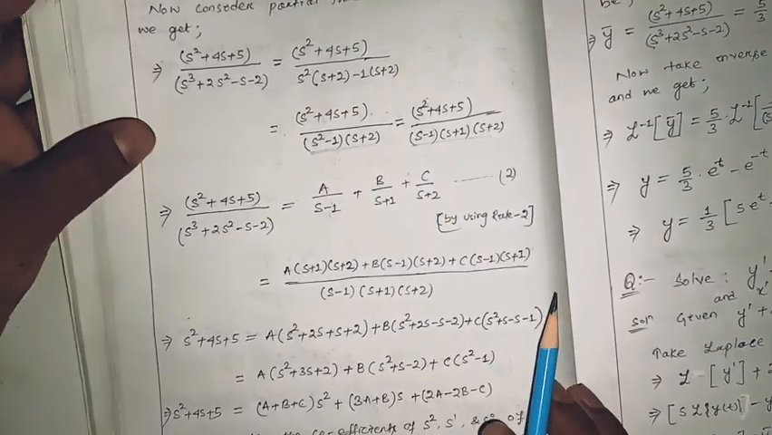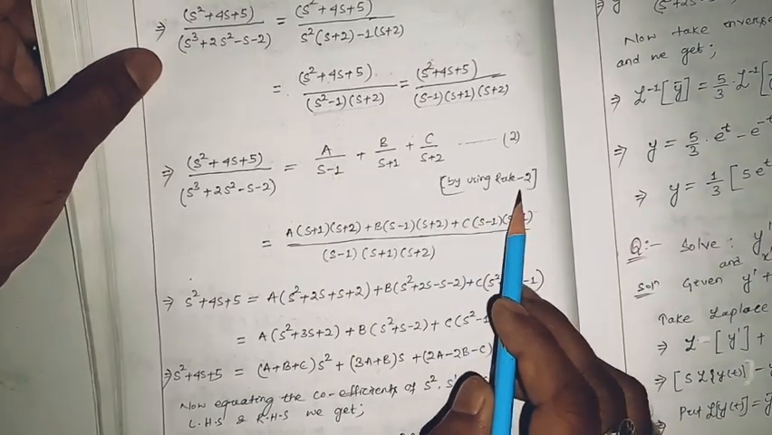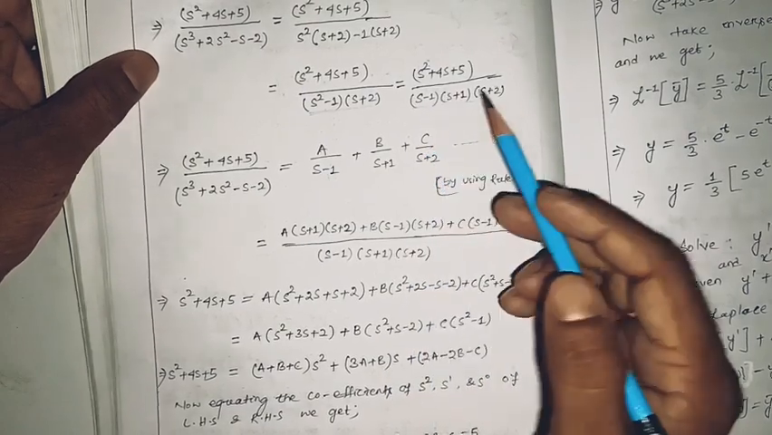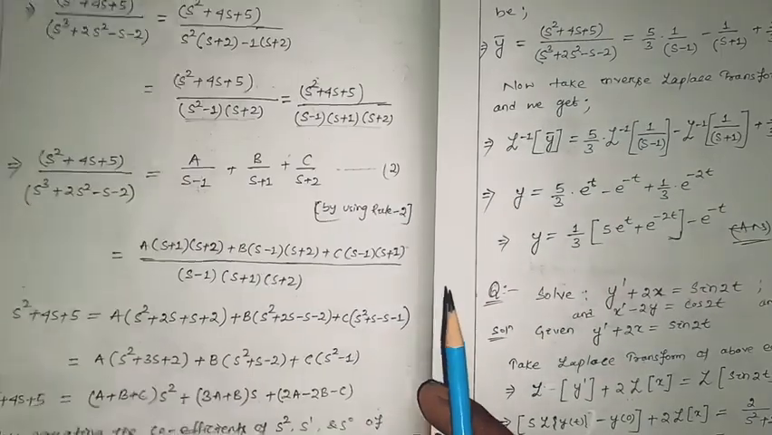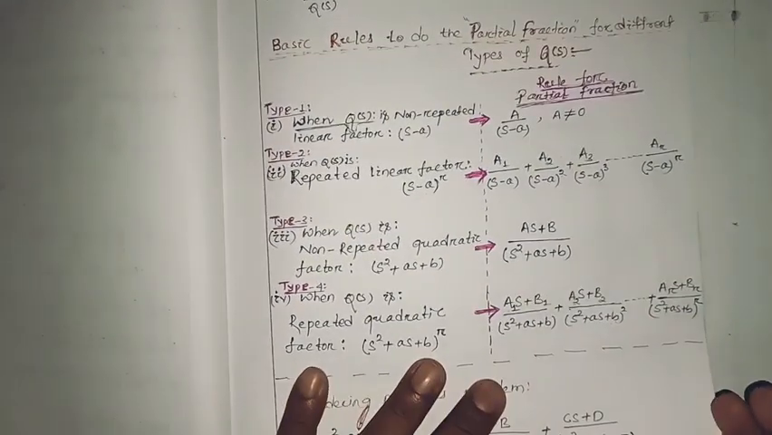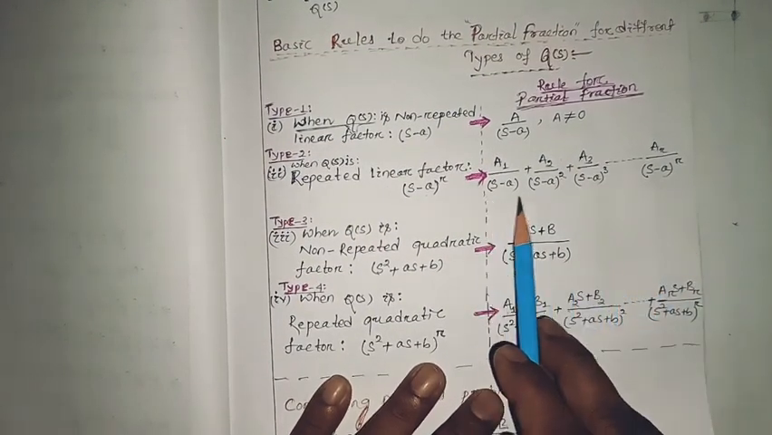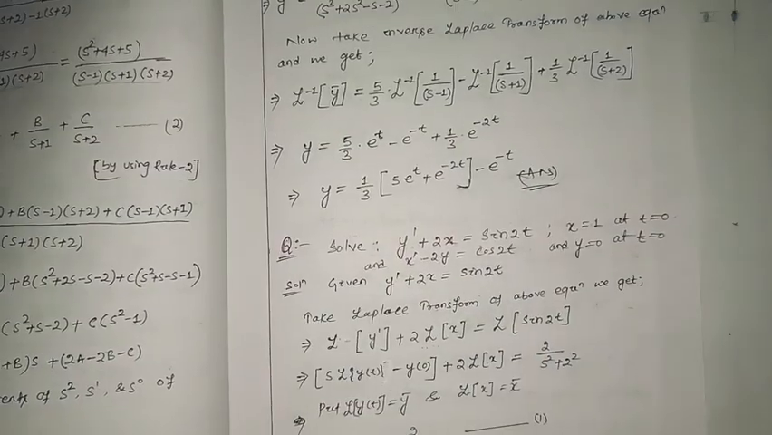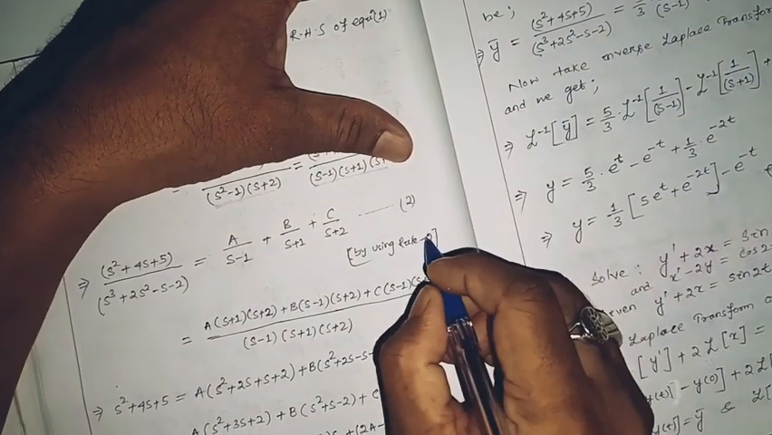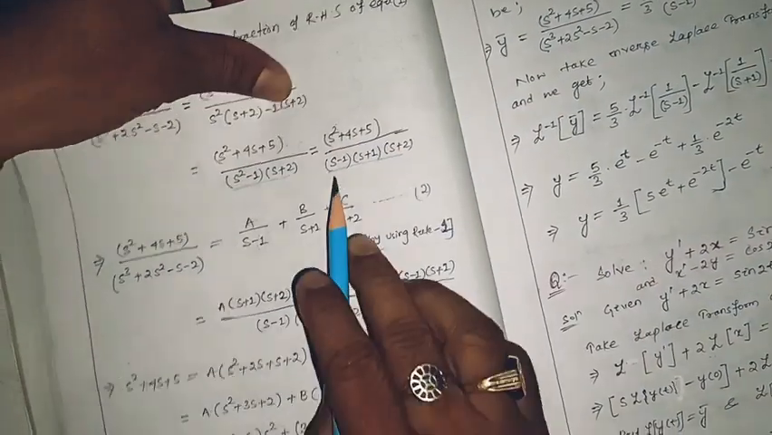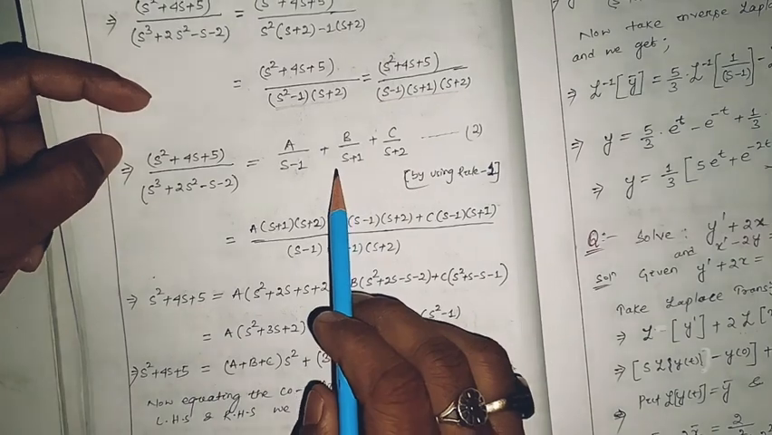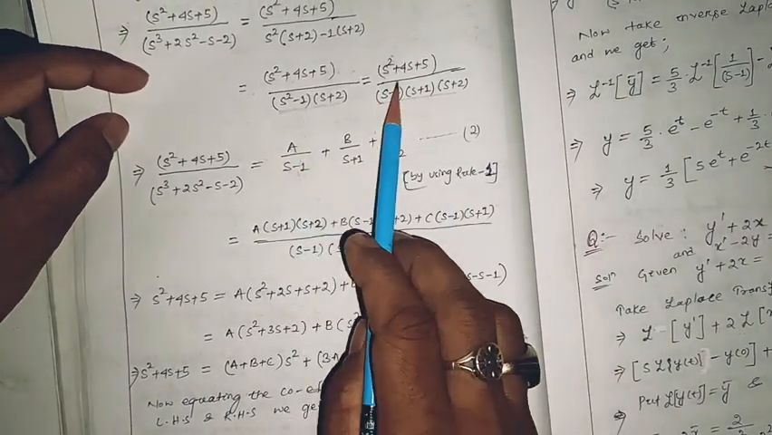Now we are going to do the partial fraction using rule 2. Rule 2 means non-repeated quadratic factors. No, non-repeated linear factors. Mistakenly I wrote that; for rule 1, non-repeated linear factors. So s minus 1, s plus 1, s plus 2 are non-repeated linear terms. So by using rule 1, it will be this.